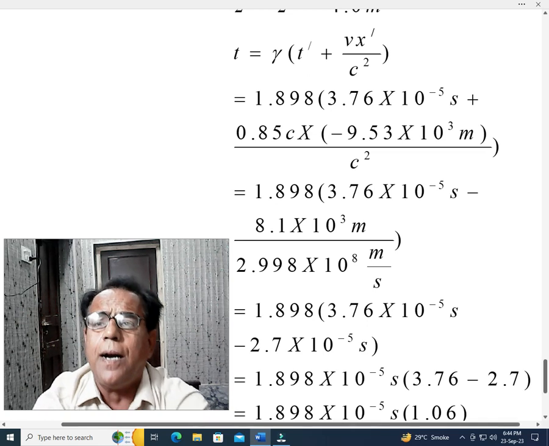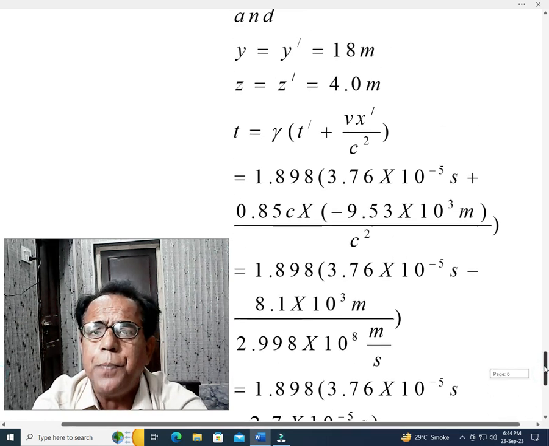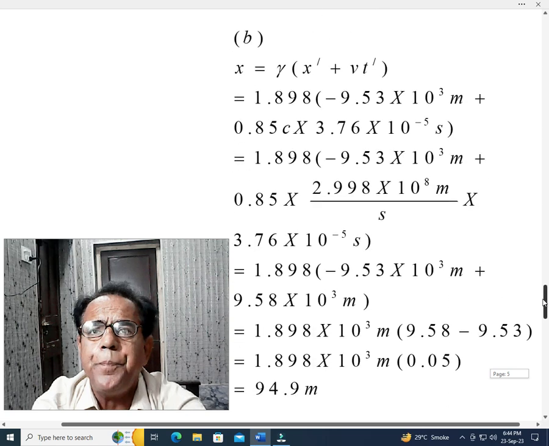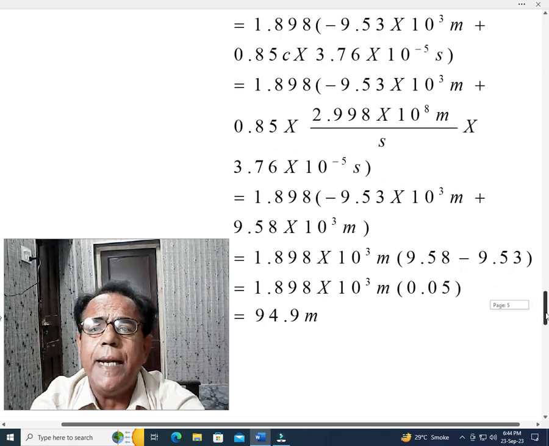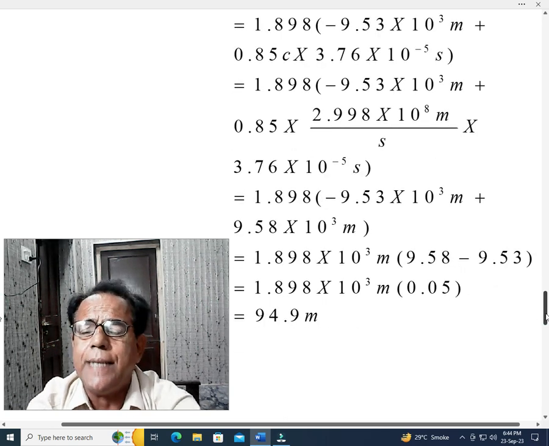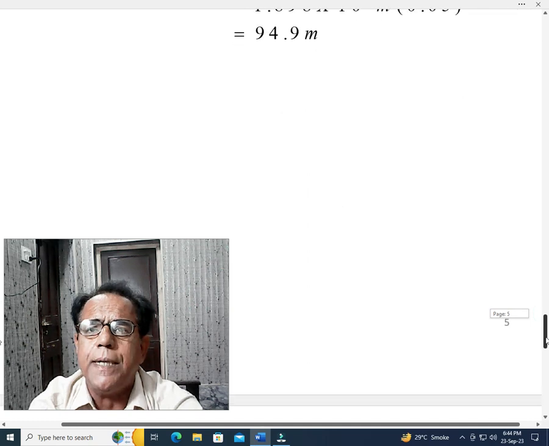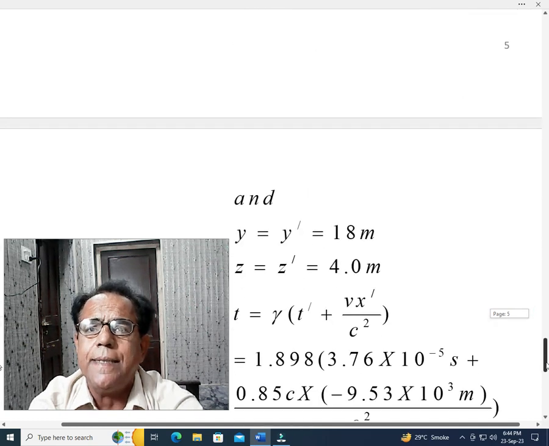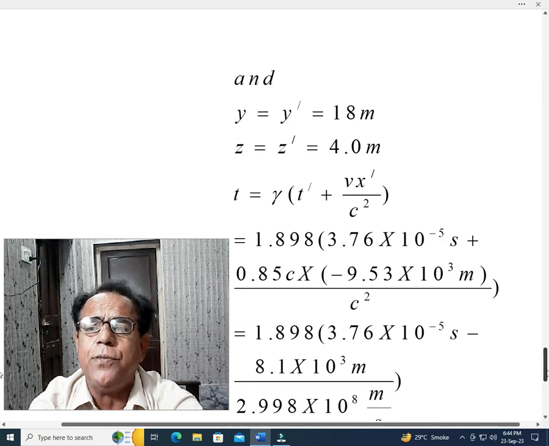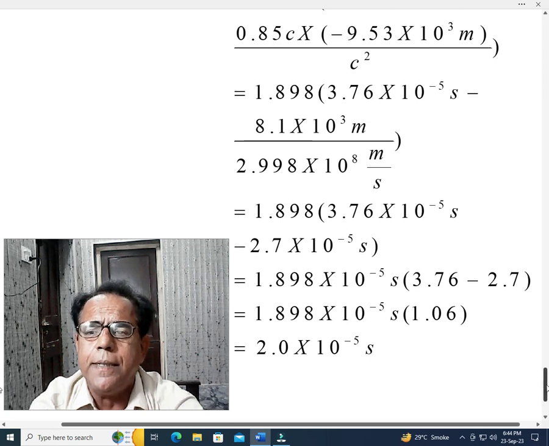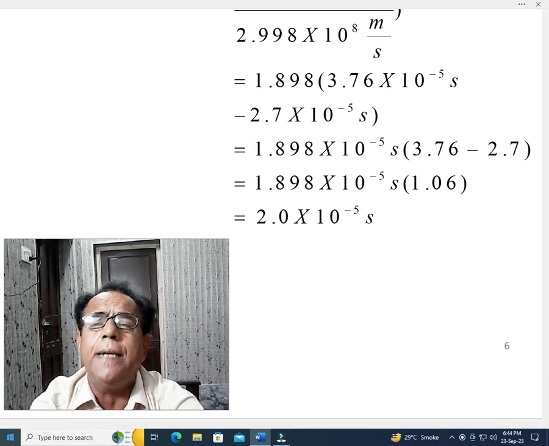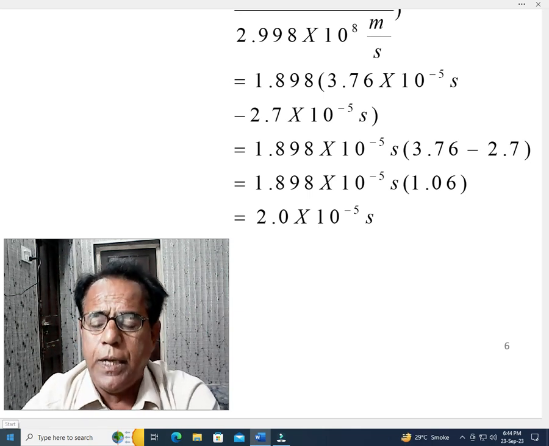Only the difference was in the previous part, the x coordinate, which has some difference. 95 and 75, about 20 meter difference. It is yet concerning, but in the case of time there is no difference, it exactly becomes equal to the time provided in the statement. T is equal to 2.0 into 10 raised to the power minus 5 second, which is provided in the statement. And this is the end of our problem. This is the end of our video. Till next video, Allah Hafiz.